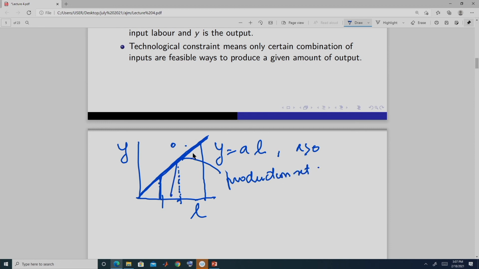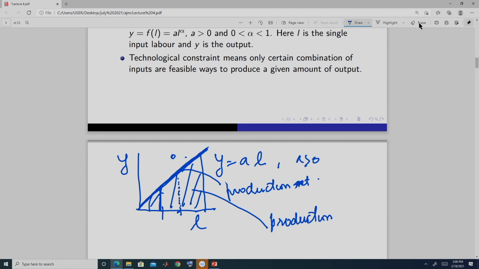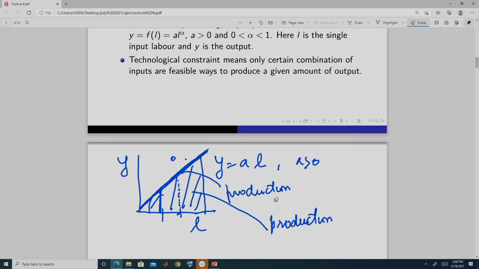and this whole set is called the production set. So, any point here is feasible, because if I employ this much labor, we can produce this; but this is not feasible by employing this much labor.